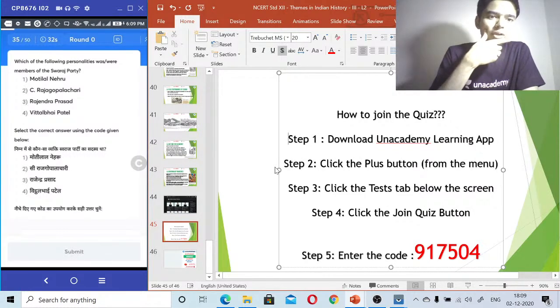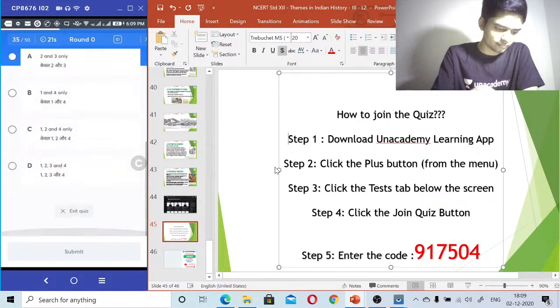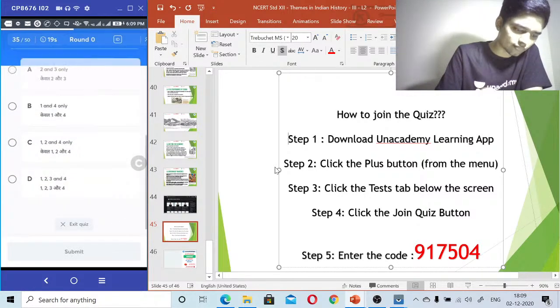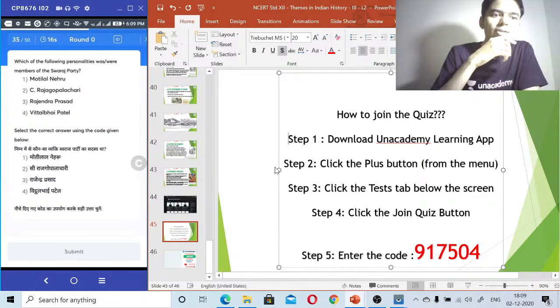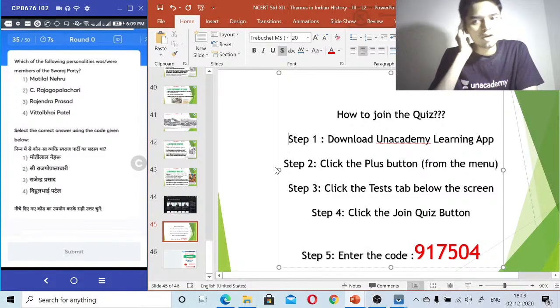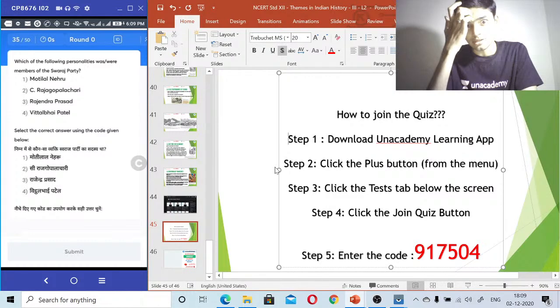35th question. Which of the following personalities was or were members of the Swaraj Party? Motilal Nehru, C. Rajagopalachari, Rajendra Prasad, Vittalbhai Patel. The Swaraj Party was formed at the end of the non-cooperation movement by Motilal Nehru and C.R. Das, Chittaranjan Das. So who among the following were the members of that party? That is the question.